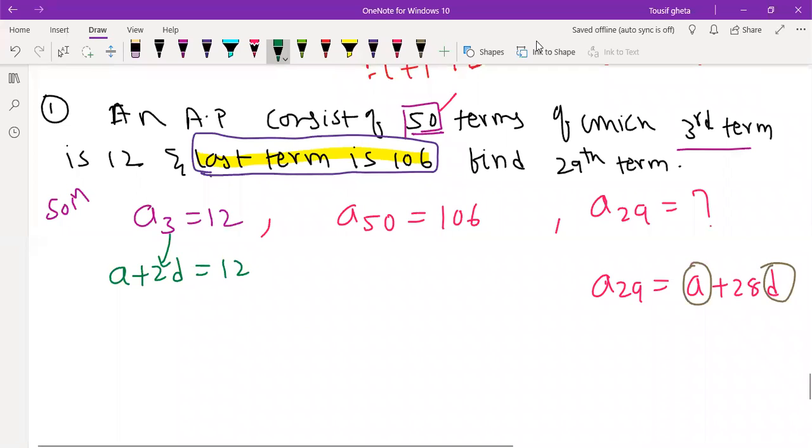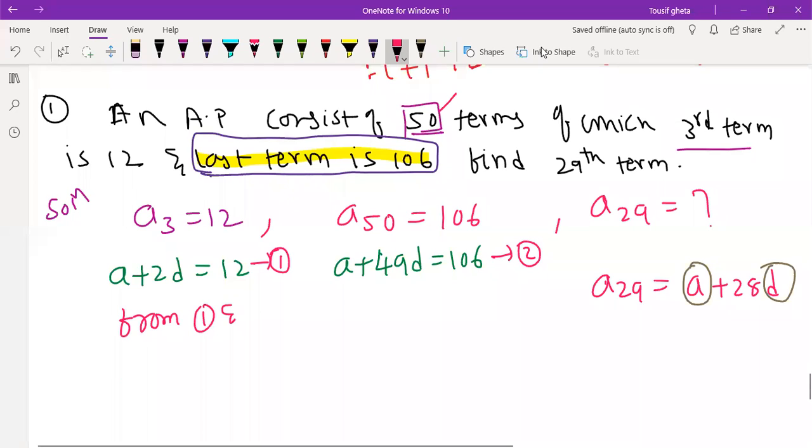This is very simple, right? A50, so what should I write? A plus 49D is equal to 106, right? Up to here, any doubt? So from 1 and 2, the first equation is A plus 2D is equal to 12. The second equation is A plus 49D is equal to 106.